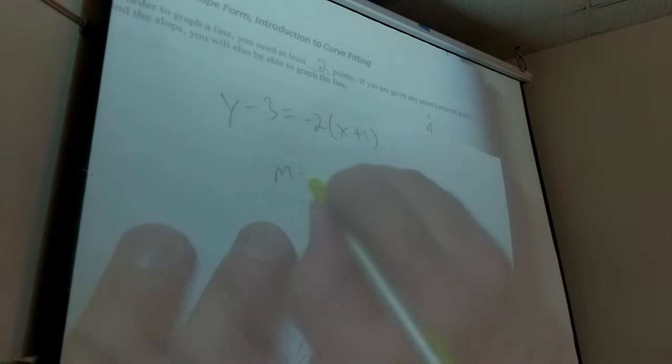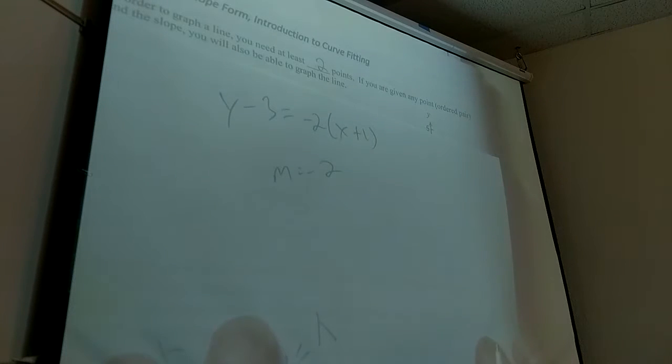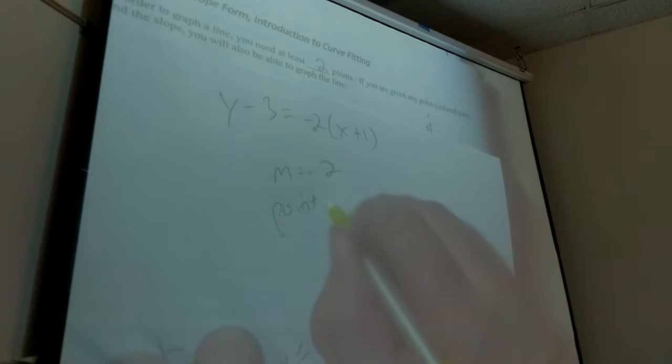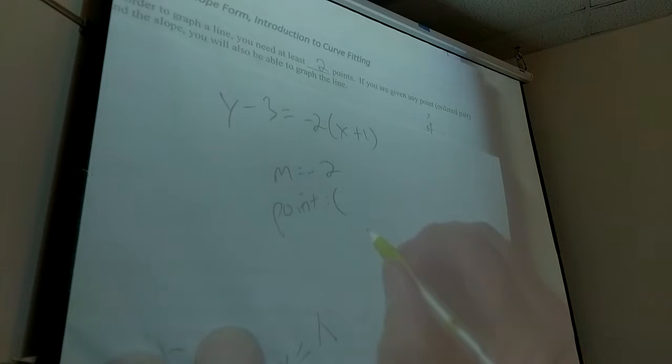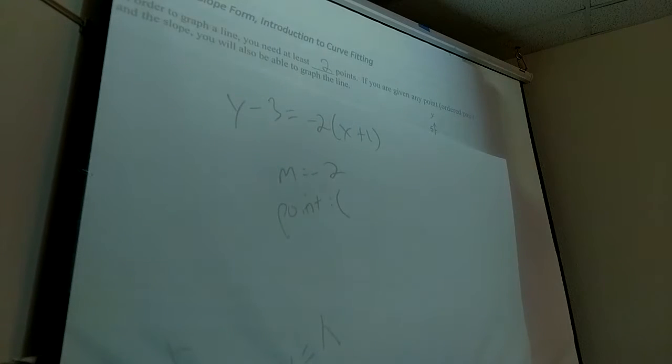I like it. That's a good, safe place to start. The slope is -2 over 1, sure. What point does it go through? Careful. So here's where things get interesting.